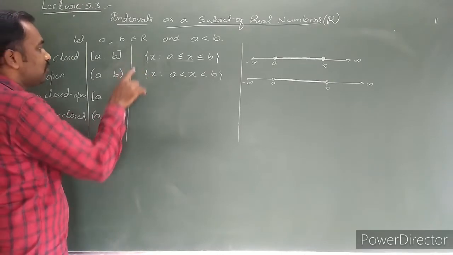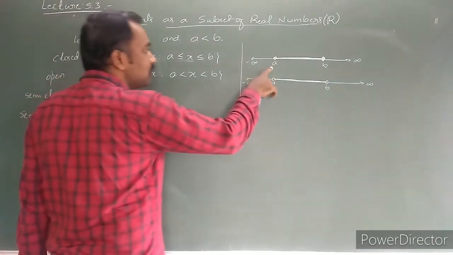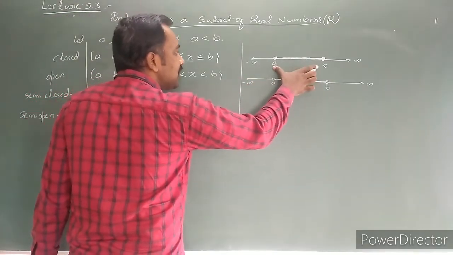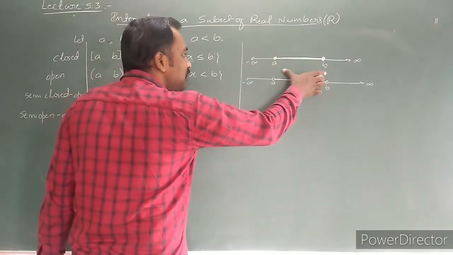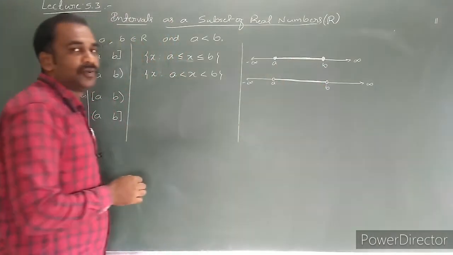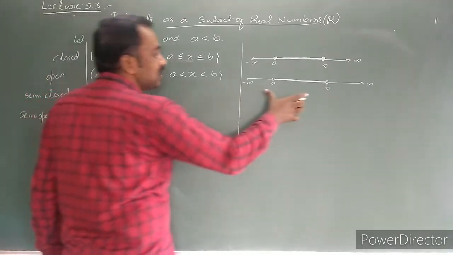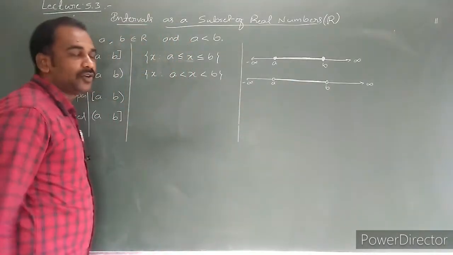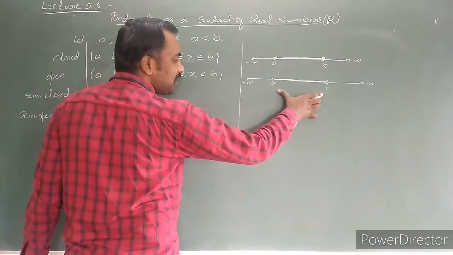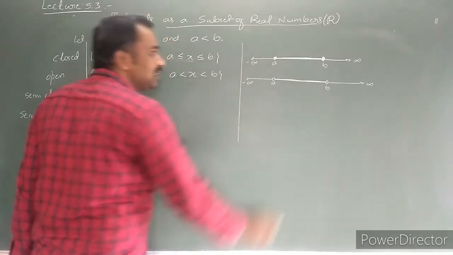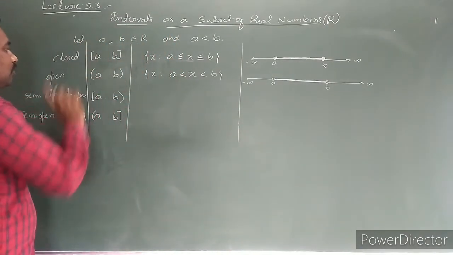What is the difference between the open and closed interval? In a closed interval, the end points are included, and in between these two points, all the values. In an open interval, except the end points, all the remaining values in between a and b. That is the open interval.